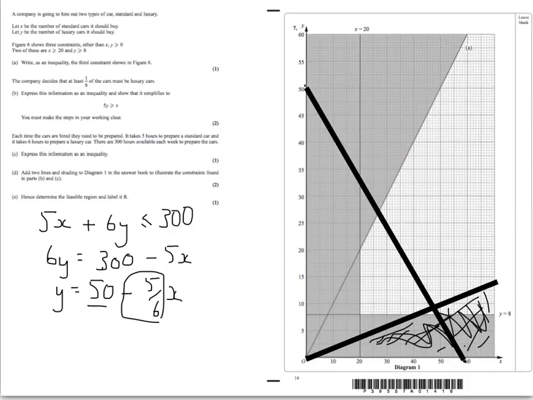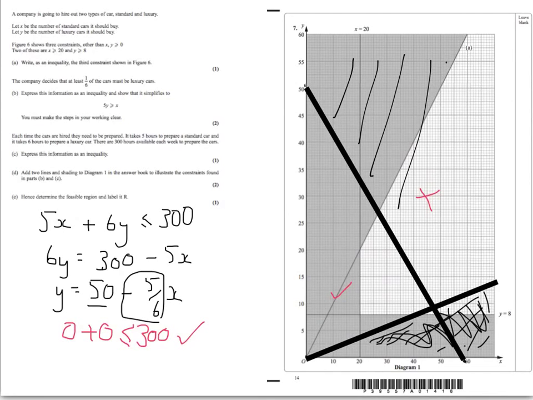Well, when I stick the origin in, that's really easy. I've got 5 times 0 is 0, plus 6 times 0 is 0, so is 0 plus 0 less than or equal to 300? Well, yes it is, of course it is. So I know that this is the area that I like, this is the area that I'm going to accept, which means this side is the one I'm rejecting. So now I can go and I can shade in that side that I am rejecting, just like that.